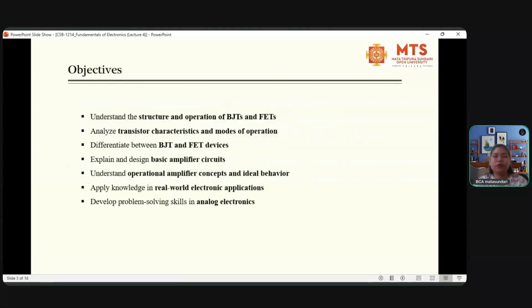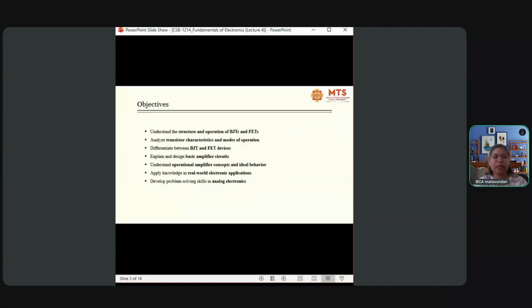Our objective for this class and the outcomes will be: understanding the structure and operation of BJT and FET, analyzing transistor characteristics and mode of operation, differentiating between BJT and FET devices, explaining and designing basic amplifier circuits, understanding operational amplifier concepts and ideal behavior, applying knowledge in real-world electronics applications, and developing problem solving skills in analog electronics.